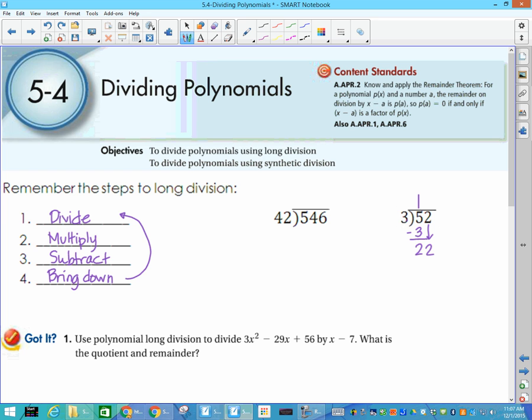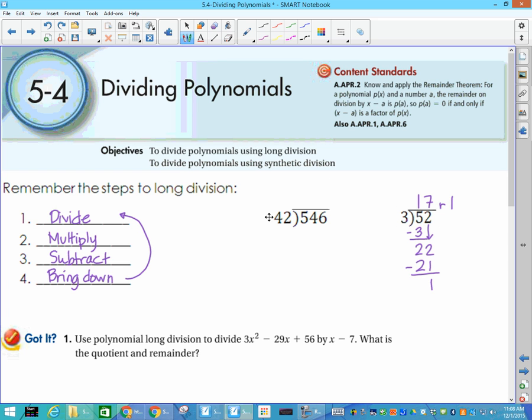So if you don't remember this from elementary school, please come see me, and I'll be happy to go over that with you some more. As I finish this problem, 3 goes into 22. 7 times 3 is 21. 22 minus 21 is 1. So this one would be a remainder of 1.